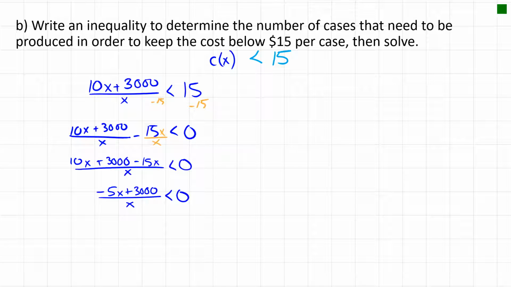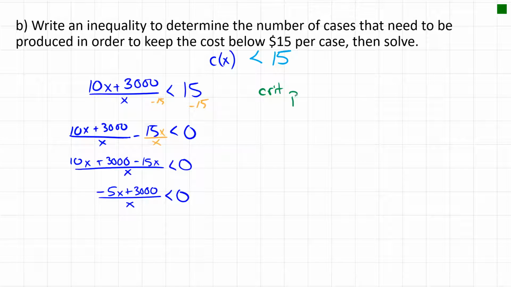Now we don't need to factor the top or bottom of this expression because each is a linear expression. Negative 5x plus 3,000 is only equal to 0 at one place, and x is only equal to 0 at one place. So we don't need to factor any, but we could factor a 5 out of the top if we wanted to. But at this point, all we need to do is determine the critical points, to figure out where the top of this fraction is equal to 0 and where the bottom is. So let's carry on over here.